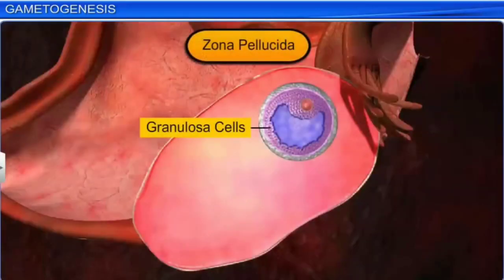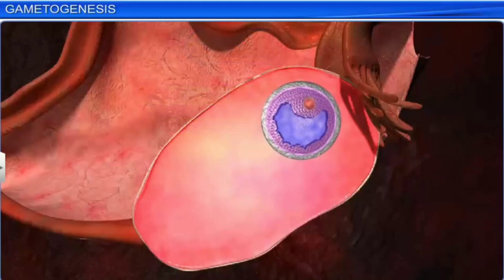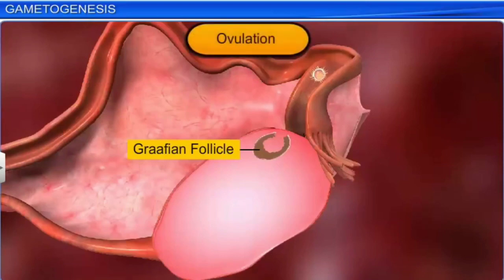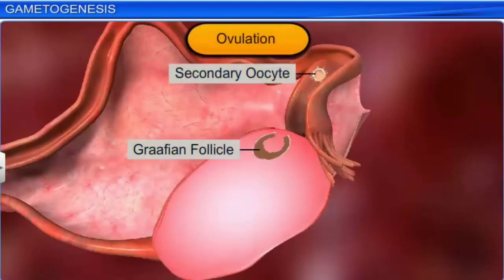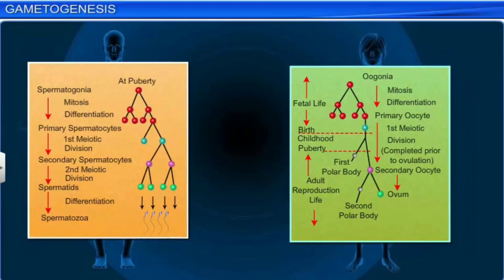The granulosa cells secrete a glycoprotein substance that forms a membrane, the zona pellucida, around the secondary oocyte. The secondary oocyte or ovum is released from the Graafian follicle when it ruptures due to a surge in LH in the body. This process, called ovulation, causes the oocyte or ovum to be placed in the oviduct, where it awaits fertilization by sperm. In this way, the ovum and sperm are formed through a long and intricate process called gametogenesis.